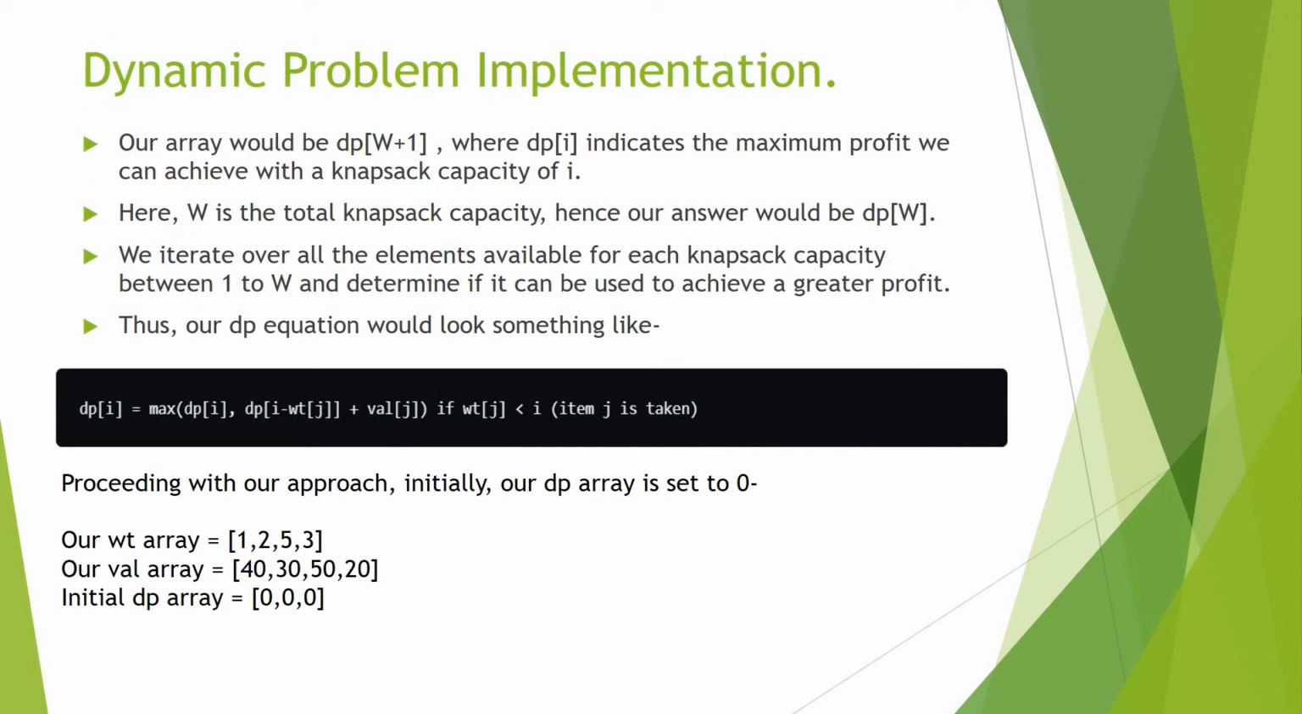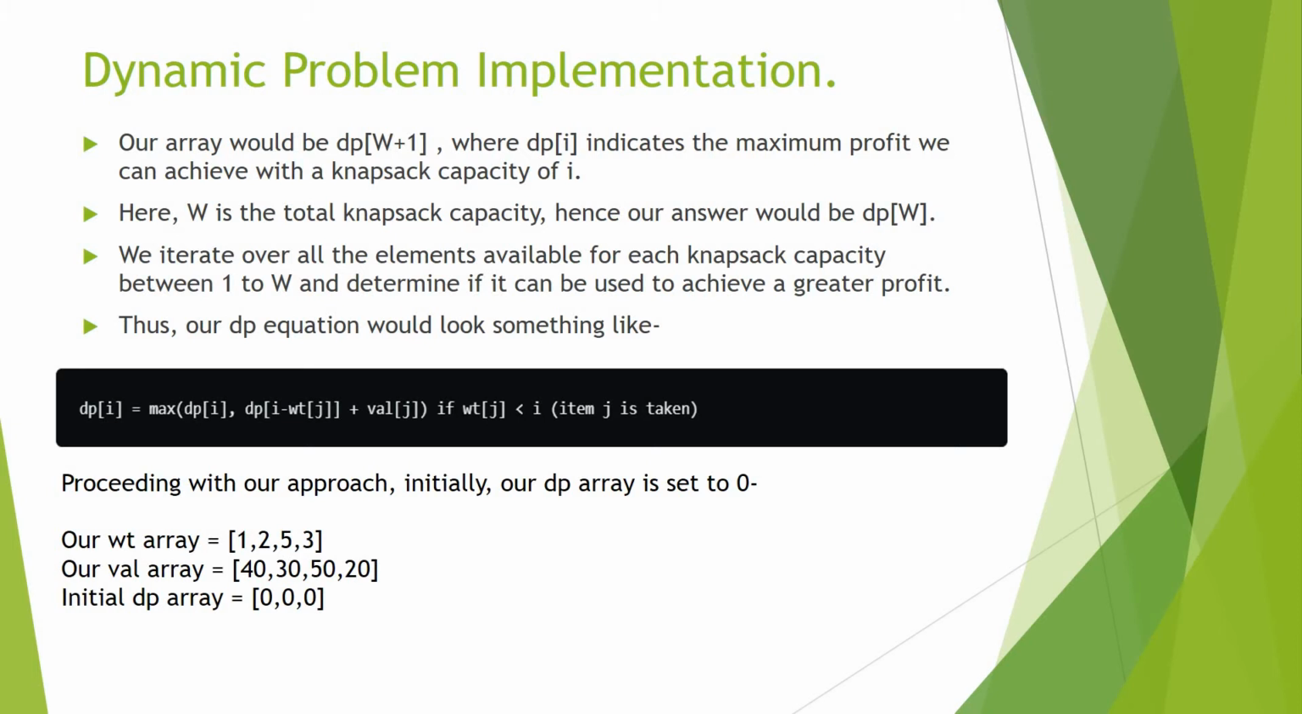Now the dynamic programming implementation. We are going to create a dp array. The dp array is represented as dp[W+1], where dp[i] indicates the maximum profit we can achieve with a knapsack capacity of i. Here W is the total knapsack capacity, hence our answer would be dp[W]. We are going to iterate over all the elements available for each knapsack capacity between 1 and W and determine if it can be used to achieve a greater profit.